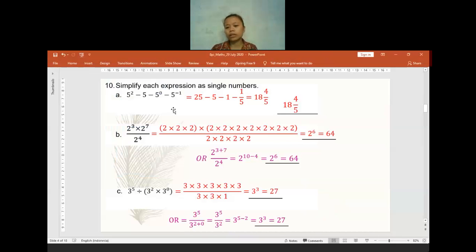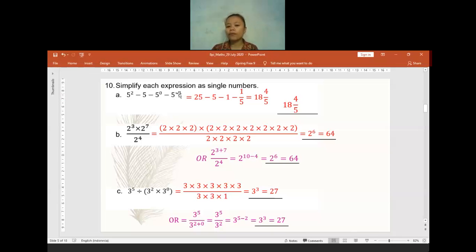Yeah, to question 10. For question 10, simplify the expression as a single number. Because we have to simplify them as a single number, we have to find them one by one. 5 to the power of 2, you know, will equal 25. That's why I write it as 25. 5 will stay as 5. 5 to the power of 0, everything to the power of 0 equals 1. So we write it as 1.